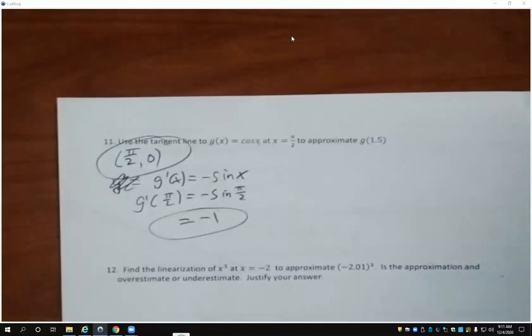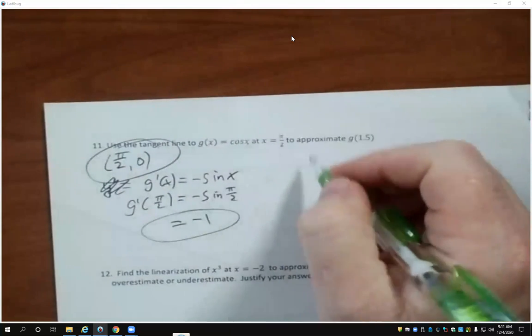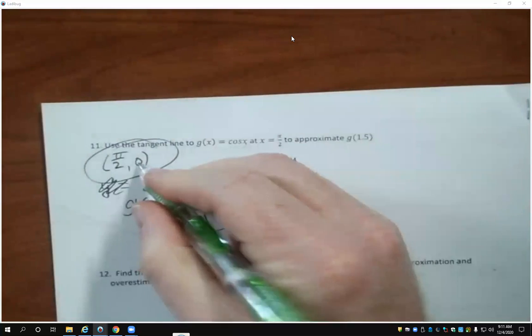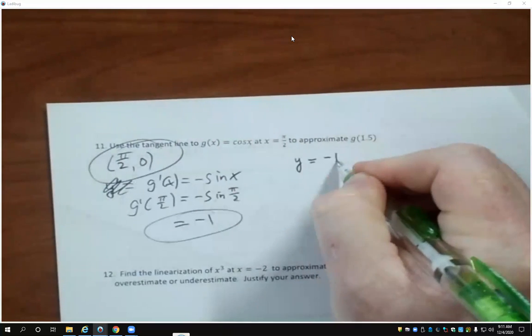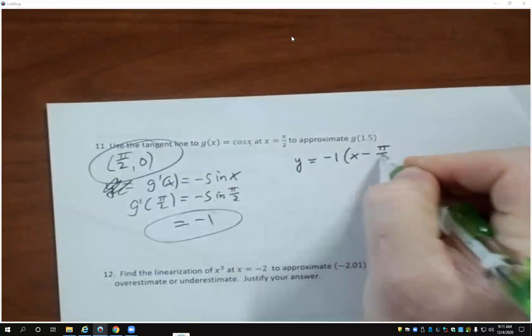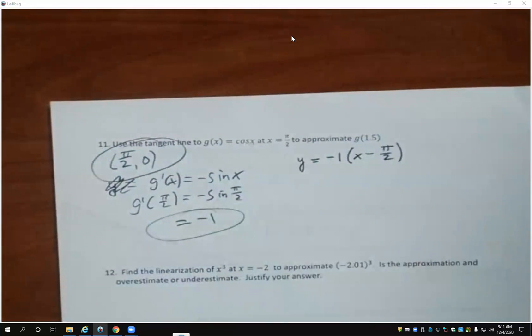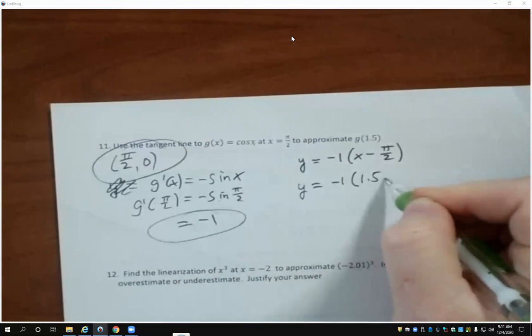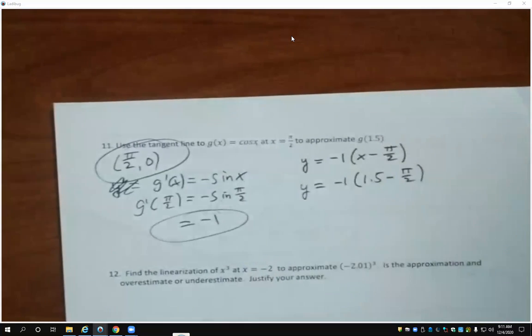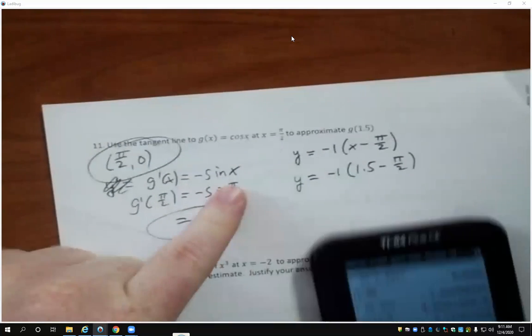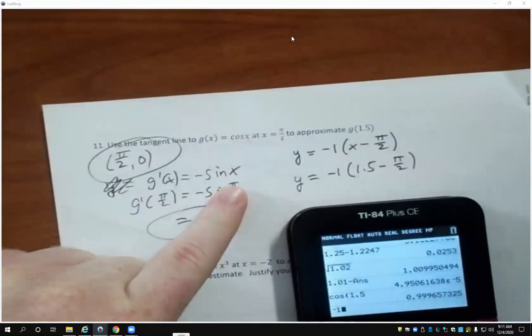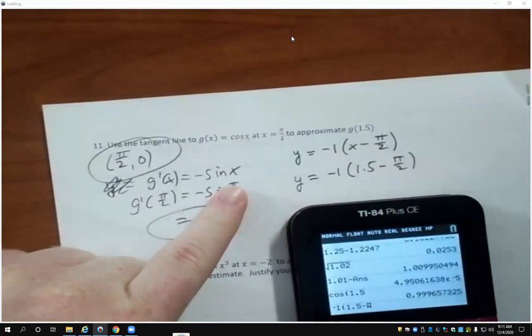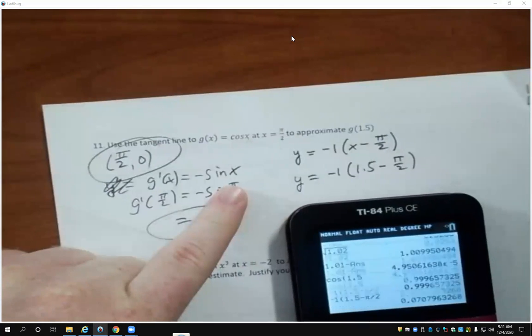So I got a point, I got a slope. Okay, write the equation of my tangent line. y minus 0 is equal to my slope times x minus pi over 2. All right, we'd actually need a calculator for that one, right? Because we can't do 1.5 minus pi over 2 in our head. I'm estimating now, okay? So I'll pull out my calculator and I'm going to do negative 1 times 1.5 minus pi over 2. And I get 0.0707.